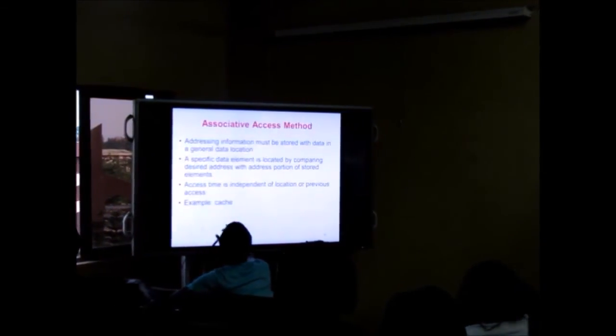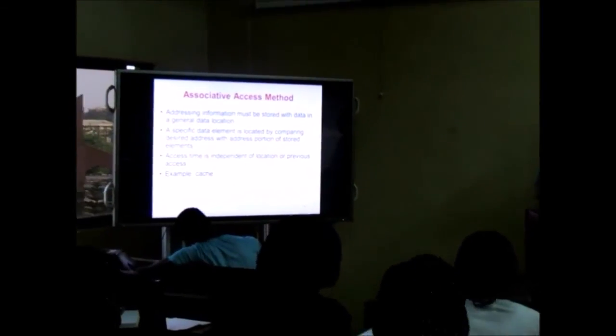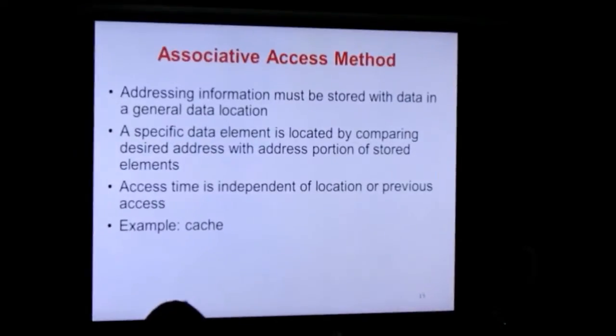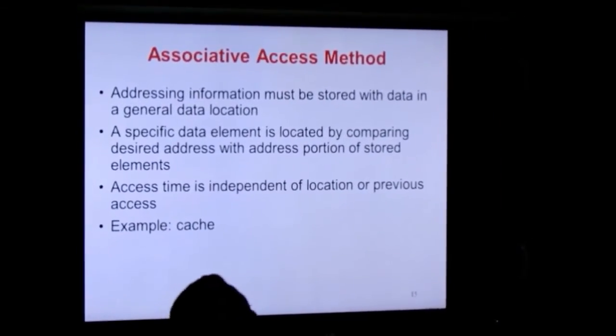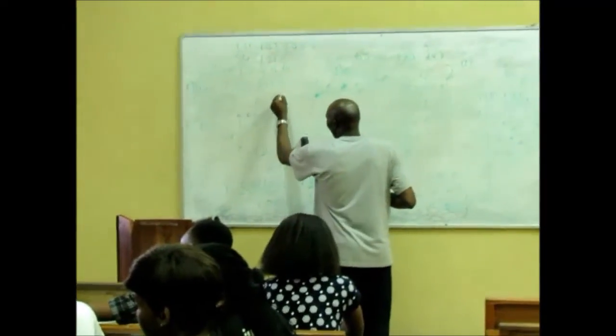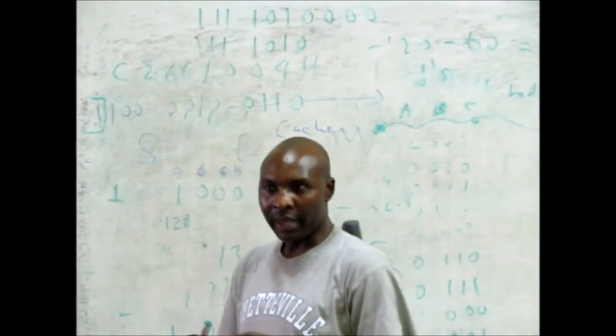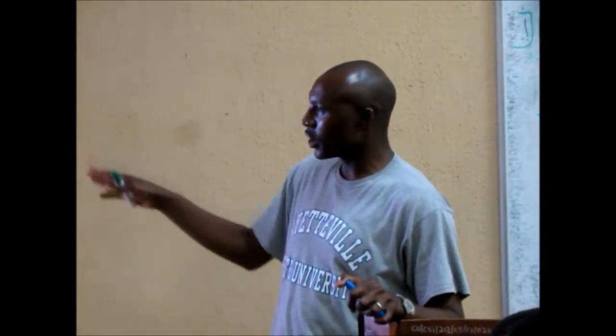And lastly is your cache memory. Addressing information must be stored with data in a general location. Cache access alone is an entire subtopic, but here is just a mention of the general method used to access it. Access time here is not independent of the location of previous access, and that's what makes cache memory what it is. At any point in time, you can get what you want from there.